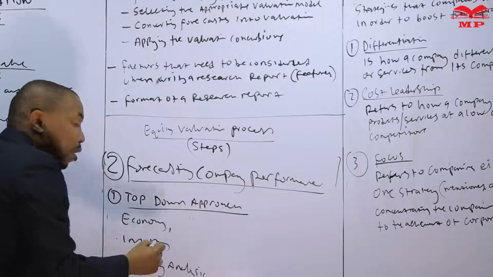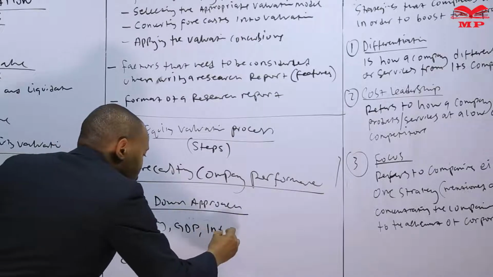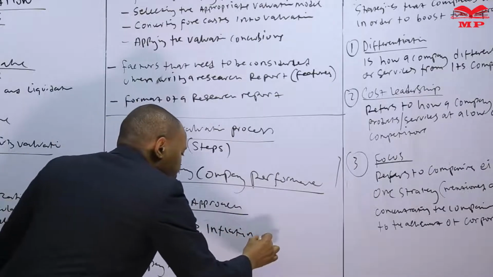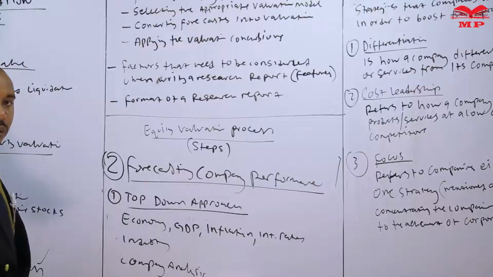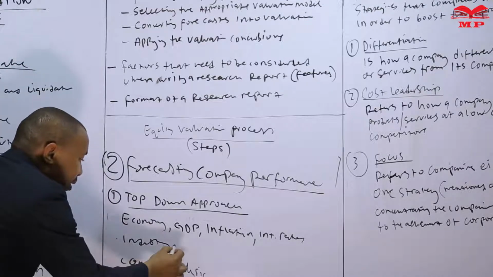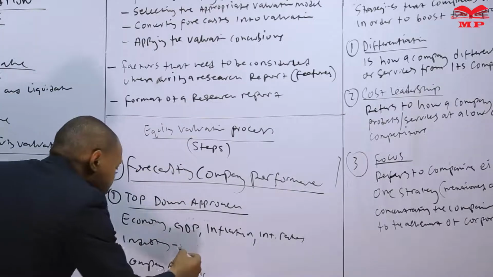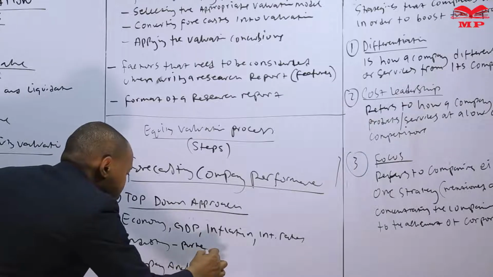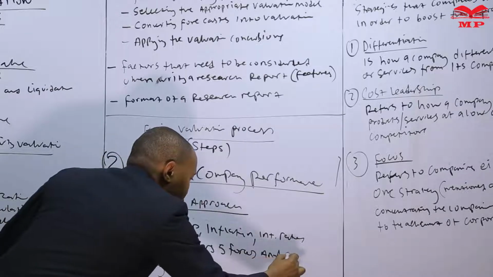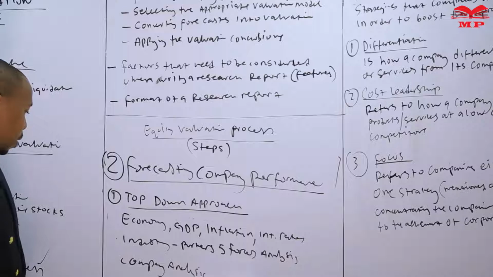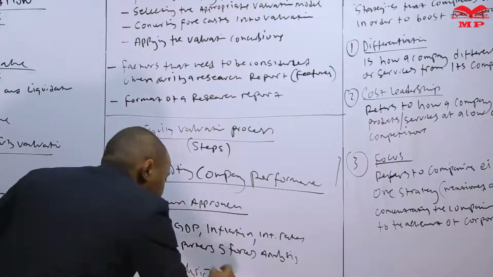The economy-wide factors refer to the macroeconomic factors, including GDP, inflation, interest rates, exchange rates, and so on and so forth. The industry factors refer now to Michael Porter's 5 forces analysis, which we've actually looked at. The industry analysis, we say Porter's 5 forces analysis. And then the company analysis looks at analyzing the company's financial statements.